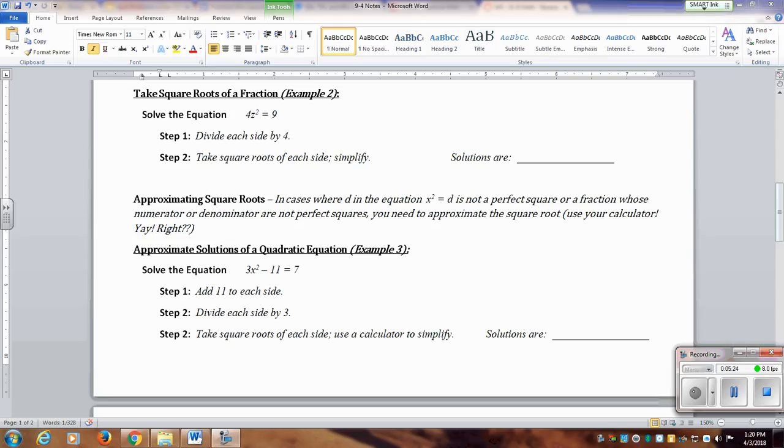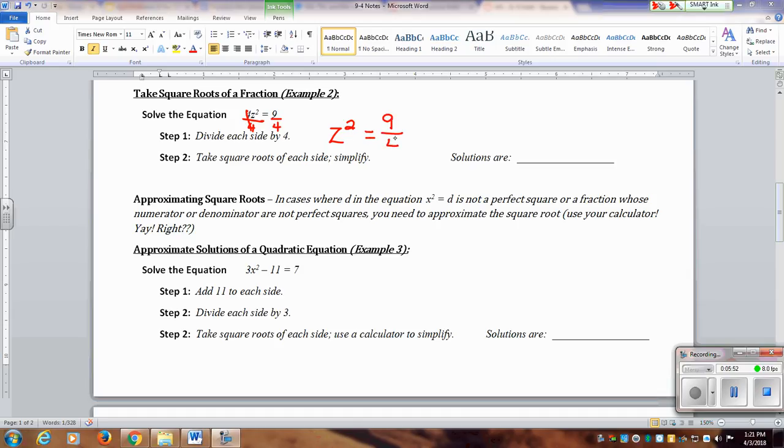We're going to take the square roots of a fraction. It's the same idea, but instead of adding or subtracting to get z squared by itself, well, we divided on the first one. So we're going to divide again just to show you. So we're going to divide each side by 4. Okay? And so I end up with z squared equals 9 over 4. Now, I'm not going to simplify that.